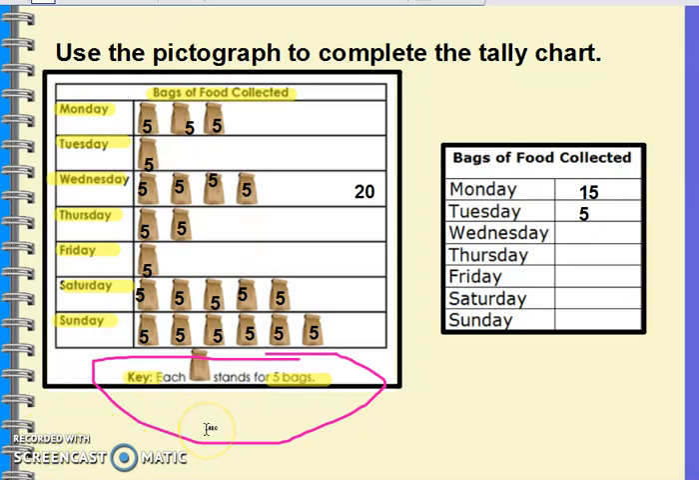That is how you interpret data on a bar graph and a pictograph.